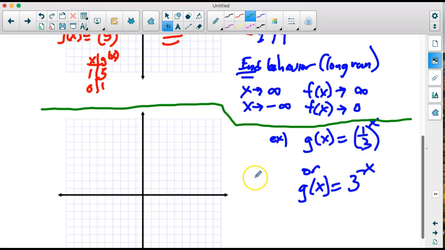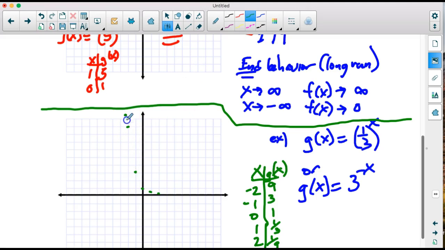Now the chart of this function is going to look very similar to the other one, except we're going to reverse them. So this is going to be 9, this is going to be 3, this is going to be 1, this is going to be 1/3, this is going to be 1/9. So the graph is going to look like this.